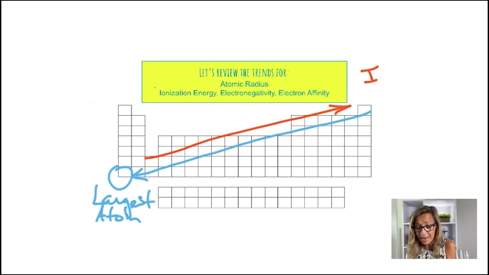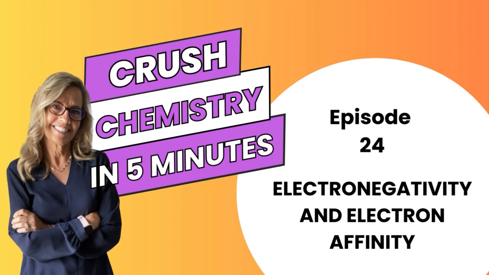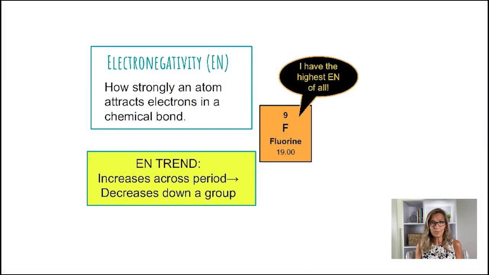This one would be the maximum ionization energy, electronegativity, and electron affinity. The last two trends that you need to know on the periodic table: electronegativity and electron affinity. I know these terms sound so similar. My advice is this: write down those four terms on an index card and then draw the trends and memorize the definitions. I think that will help you out.